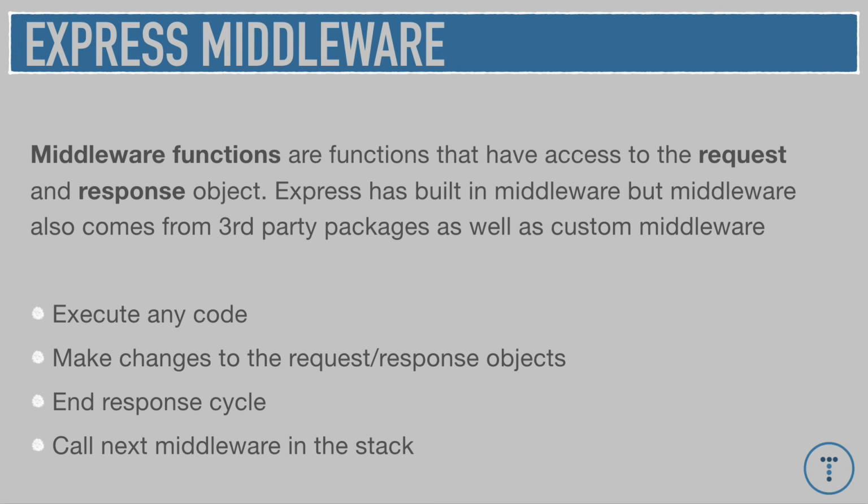All right, so the last thing I want to talk about real quick is middleware. This is something that seems to confuse a lot of people. Middleware functions are just functions that have access to the request and response objects, okay? Just like we do within routes. Express has its own middleware, and so do third-party packages that you install. We can also write our own middleware functions, which I'll show you how to do. Middleware is capable of executing any code, making changes to the request and response objects, ending the response cycle. Also, you have to call the next middleware in the stack.